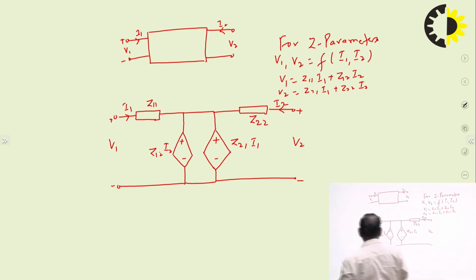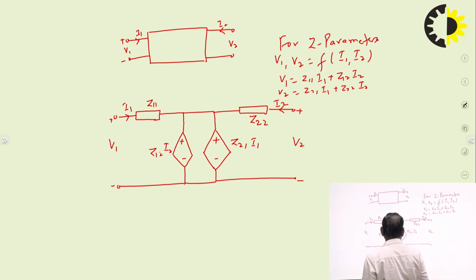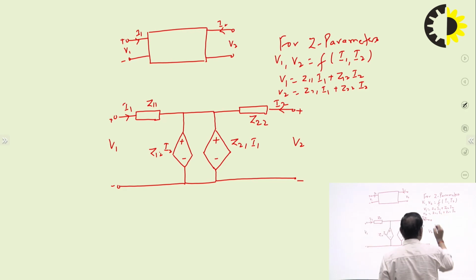So if you apply Kirchhoff's voltage law in this loop, V1 minus I1 Z11 minus Z12 I2 is equal to 0. So V1 is equal to Z11 I1 plus Z12 I2. So this is the current controlled voltage source. This is also a current controlled voltage source. So if we write the KVL here and here, we get these two equations. So verify. Now this network is terminated.